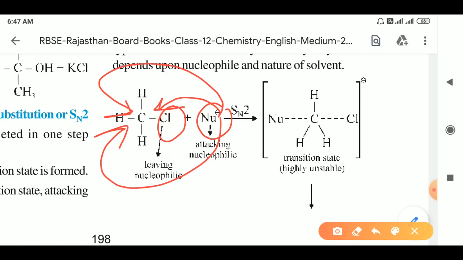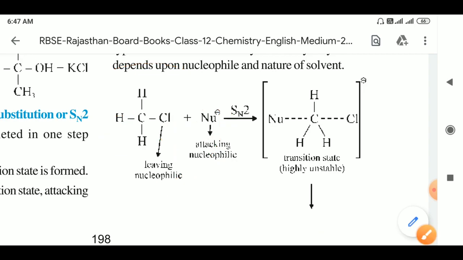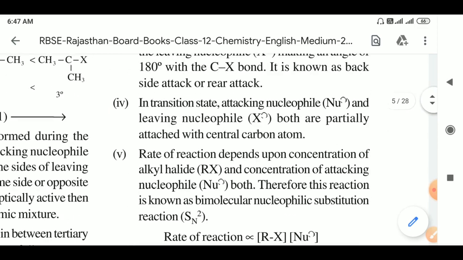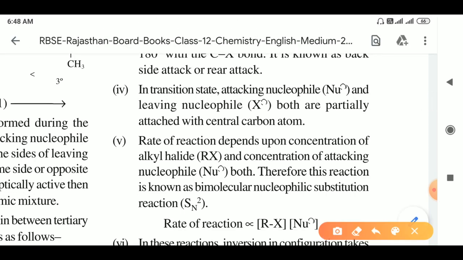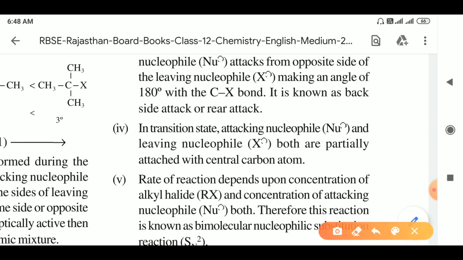Listen carefully. The nucleophile and Cl minus, which is the leaving group, are both negatively charged particles. So the nucleophile attacks from the backside of the RX due to the repulsion of Cl minus. That is this point. But in the SN1 reaction it attacks from the front side because the carbocation is already formed in the first step. Next step: this is known as backside attack or rear attack.